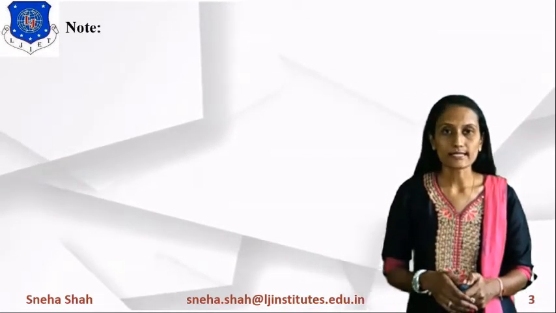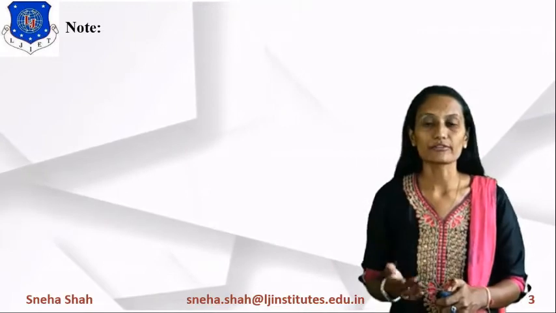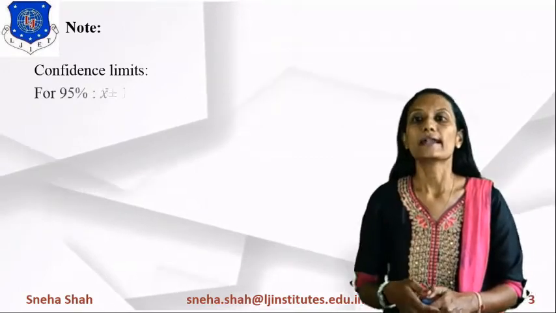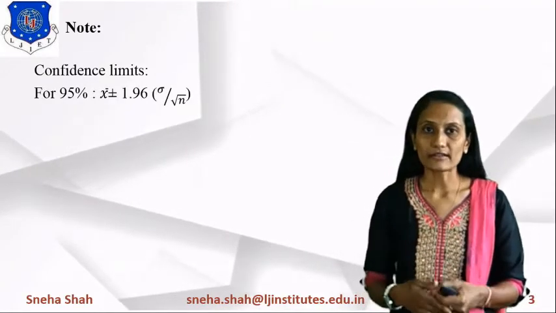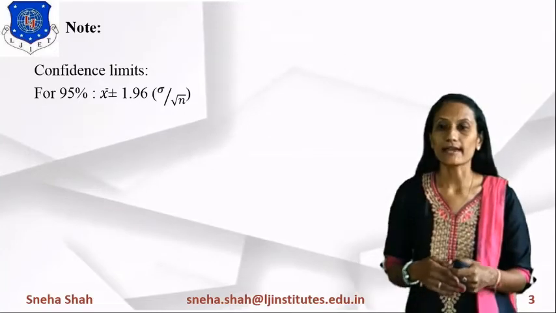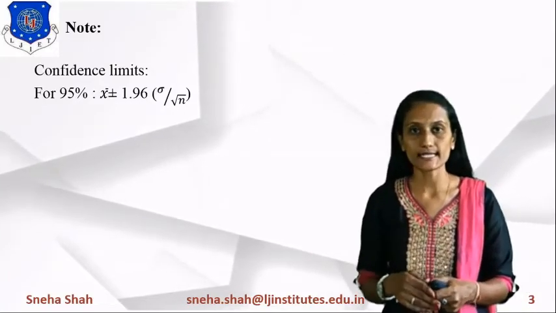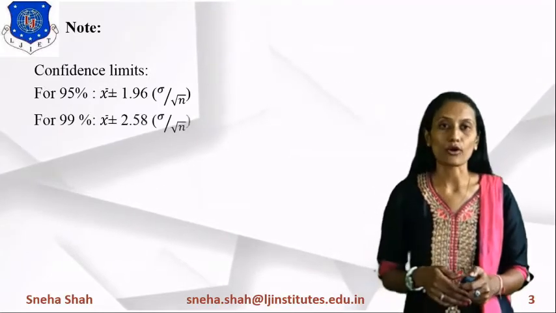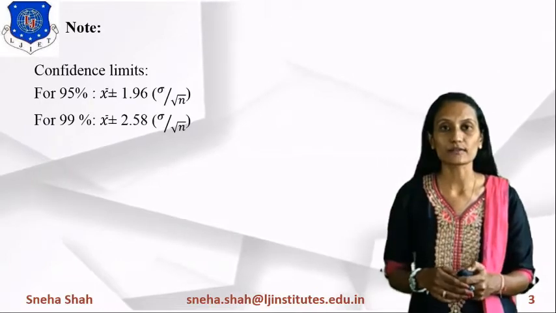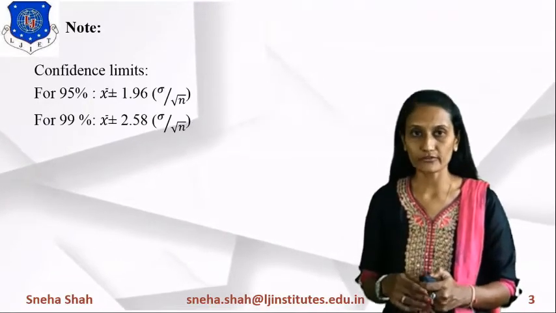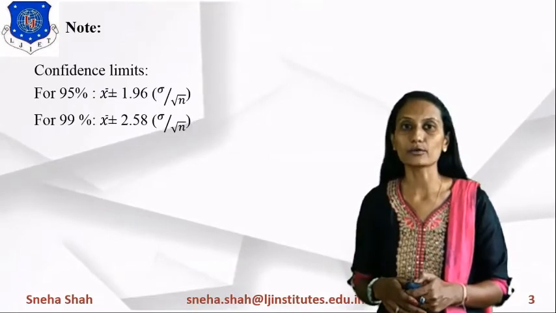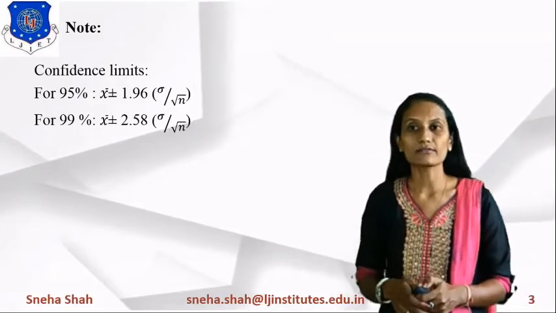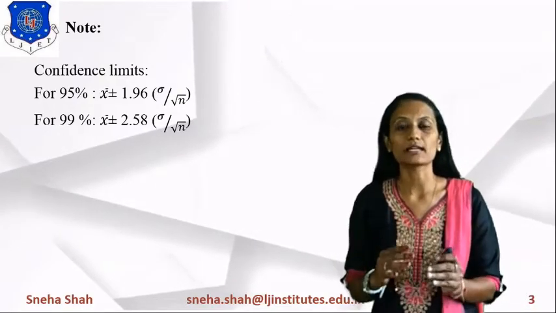Now we note something here: we consider some confidence limits. For the 95% level, the limits are x bar plus or minus 1.96 into sigma upon square root of n. Similarly, for 99%, the limits are x bar plus or minus 2.58 into sigma upon square root of n. In these two equations, if we put in the values, we can find the particular confidence limit in which the mean will lie.